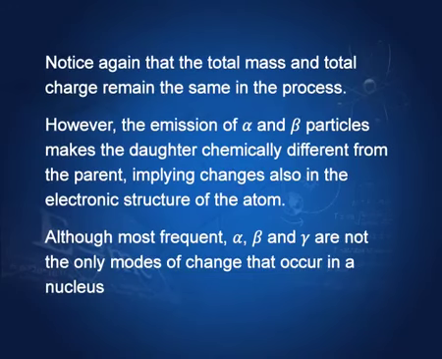Although the most frequently emitted particles are alpha, beta and gamma, they are not the only particles emitted. As I said earlier, you can have a positron emitted, you can have a proton emitted and you can have a neutron emitted and so on. So, although these are the most frequent ones, the nuclei do emit other particles also.